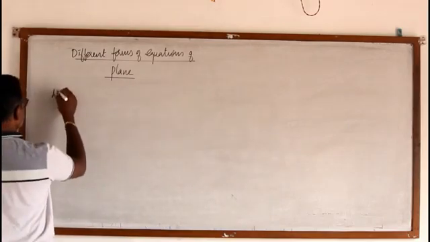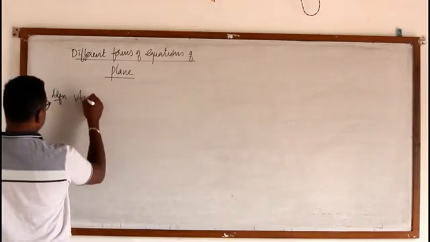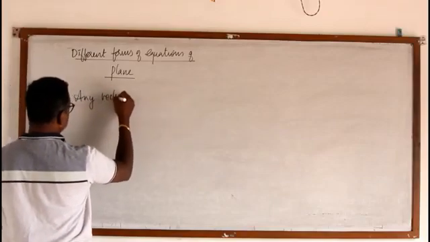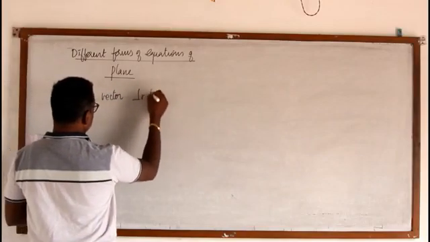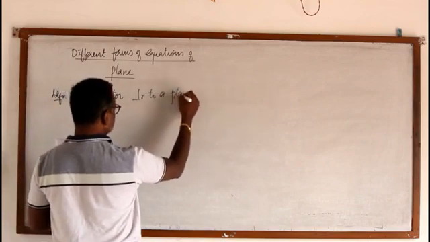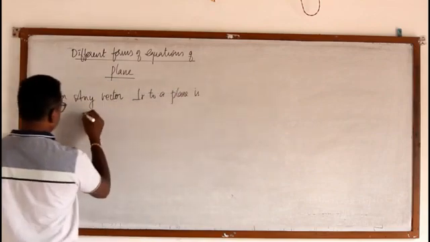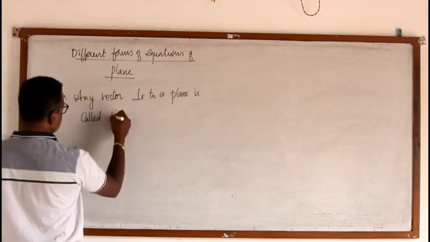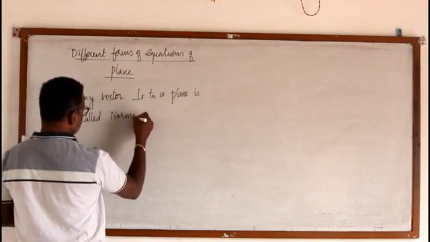So definition: any vector perpendicular to a plane is called a normal vector.